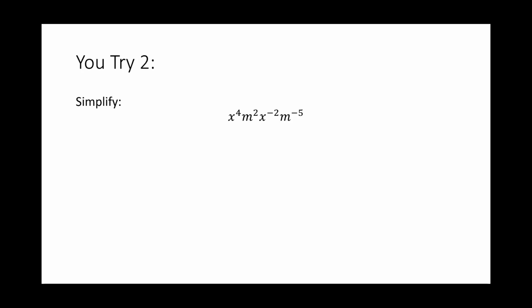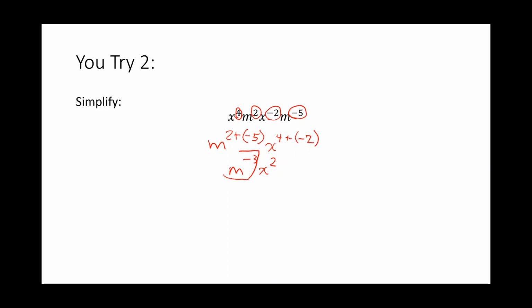Okay, now that you've tried it on your own, let's do it together. I'm going to start with my m's, just because I like the letter m. So I'm going to look at the exponents, and I have things with the same base, so I'm going to add them together. 2 plus negative 5, times x to the 4 plus negative 2 power. Now if I reduce this, 2 plus a negative 5 is a negative 3. x to the 4 plus a negative 2 is a positive 2 power.